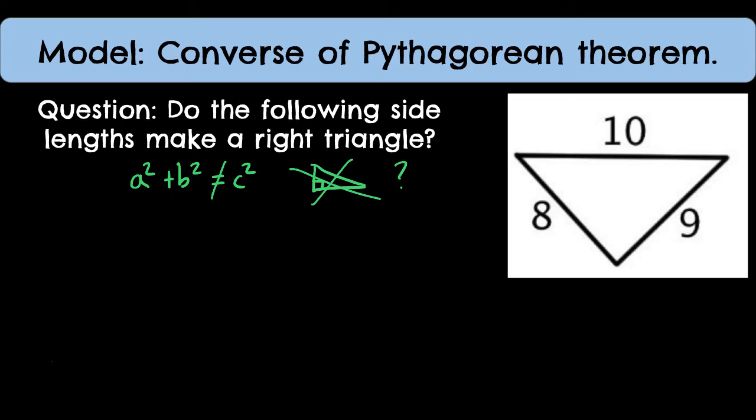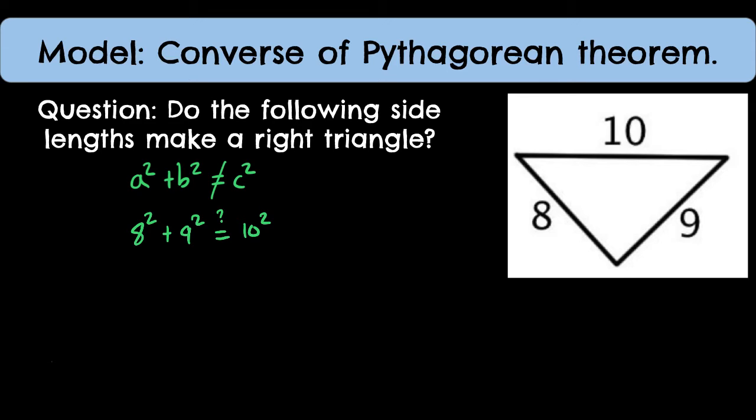Well, we know it's not a right triangle, so is it acute or is it obtuse? I'm going to work through this example with this question. Here we are given a triangle of side lengths 8, 9, and 10. So what we do is we plug in our sides. A squared we'll say is 8, so 8 squared plus 9 squared. We're asking, is it equal to 10 squared?